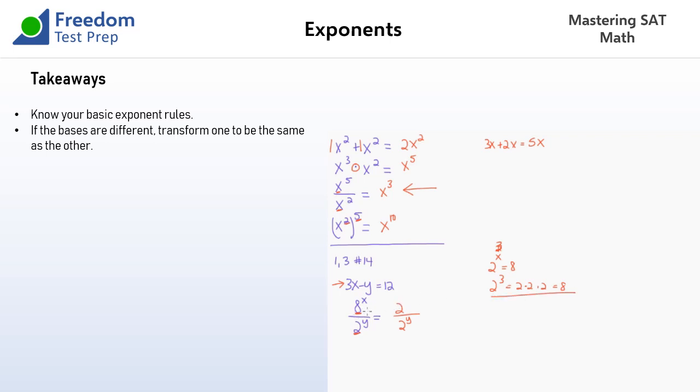So instead of writing 8, we're going to write 2 to the third. And then the x, we still have to keep there. Now we have the proper criteria so that we can subtract our exponents. We have a base of 2, and then we get to subtract our exponents. So it's going to be 3x minus y. Well, hey now, that looks familiar, doesn't it? 3x minus y is up here. It's 12. So we can just substitute that for the 12. And 2 to the 12th is our answer, and that's A.